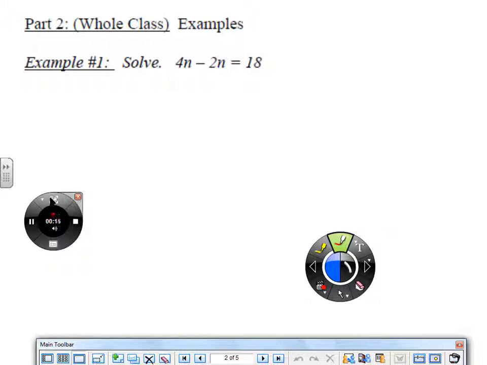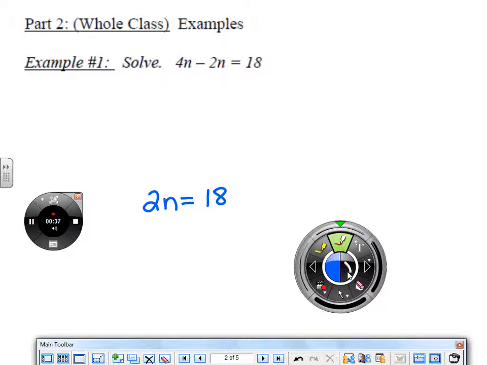So the first thing of simplifying, we're going to keep them separated by this equal sign. The right side is really simple already. It's just 18. The left side, I have like terms 4n and minus 2n. When I combine those like terms together, what do I get? 2n. Now this is a much simpler equation for me to solve, right?